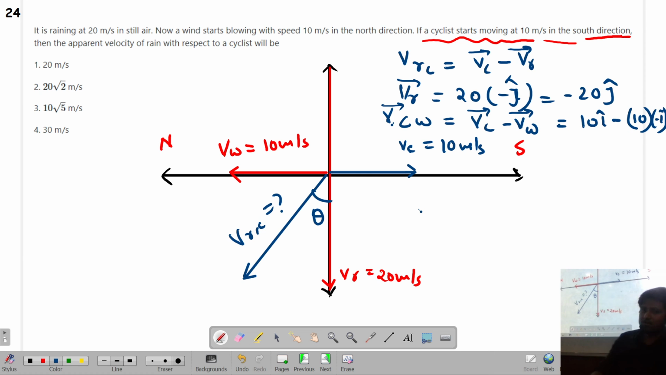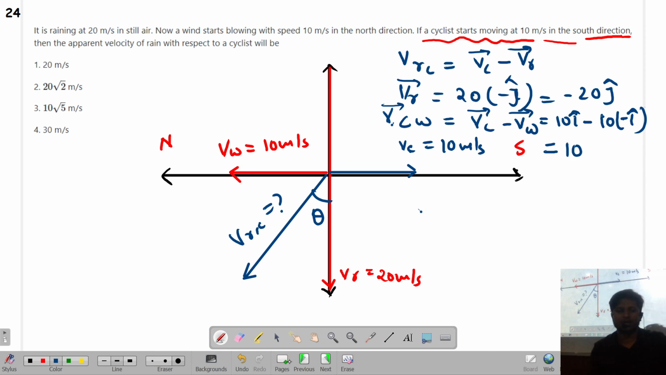Okay, I'm just erasing it and writing it down. So this is 10 i cap for the cyclist minus 10 into minus 10 i cap for the velocity of wind. Got it or not? So therefore, what is the velocity of cyclist with respect to wind? That is equal to 20 i cap. Yes or no?